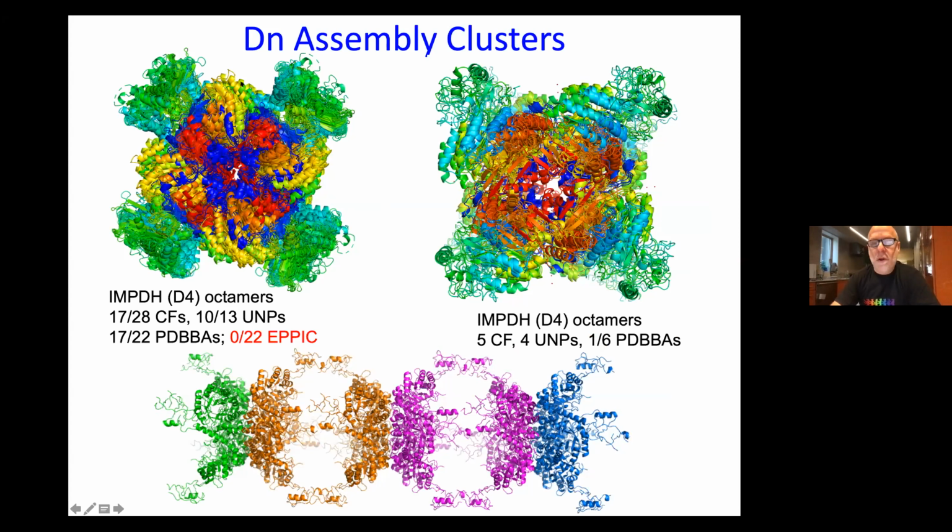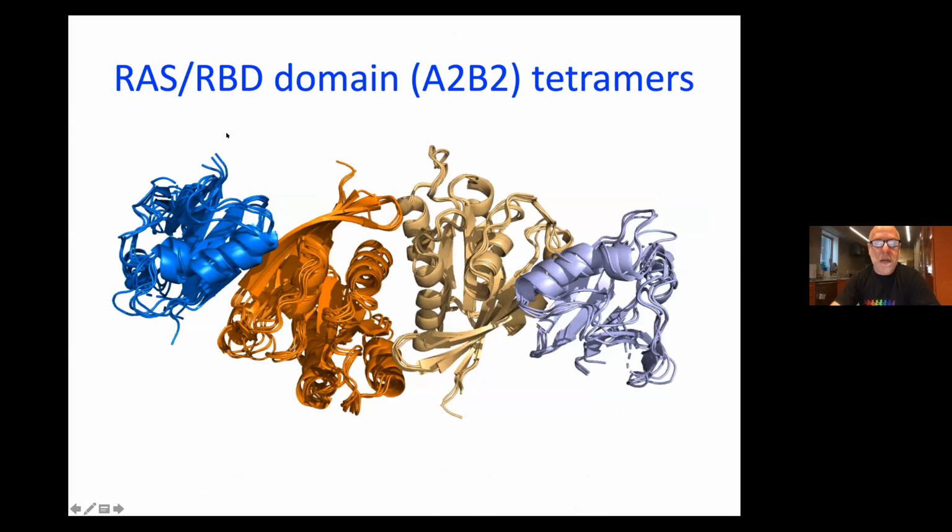This is Ras binding to RBD. And remember, I showed you that Ras dimer. Here's a Ras tetramer where it's binding, this is RAF1 bound to HRAS.